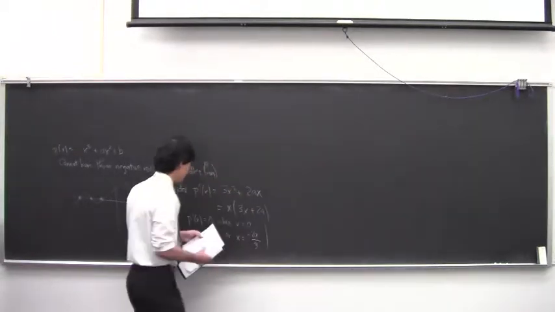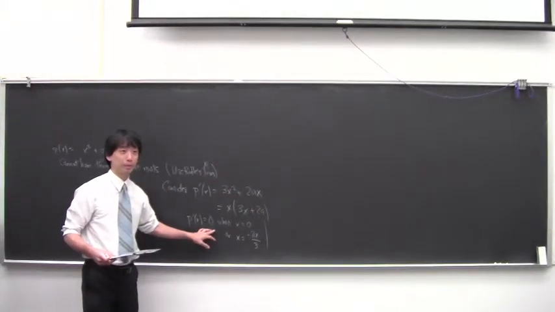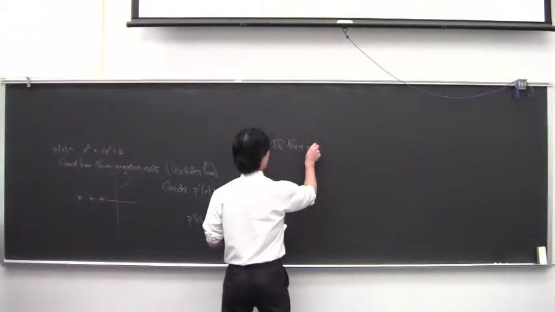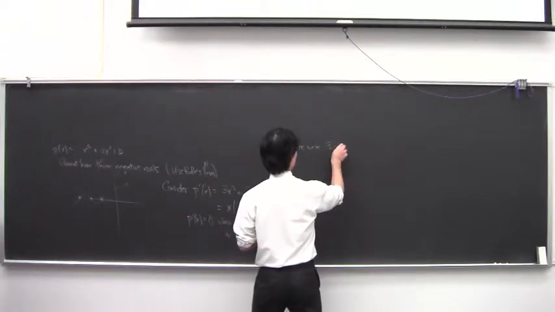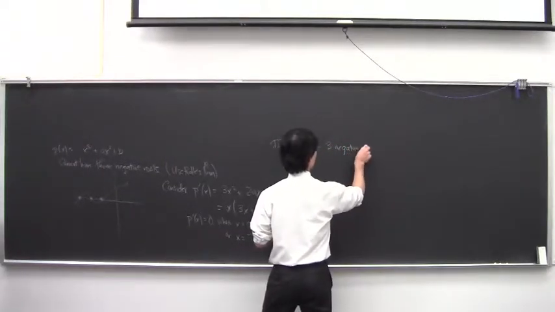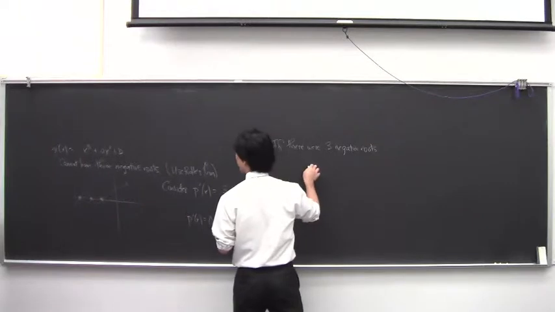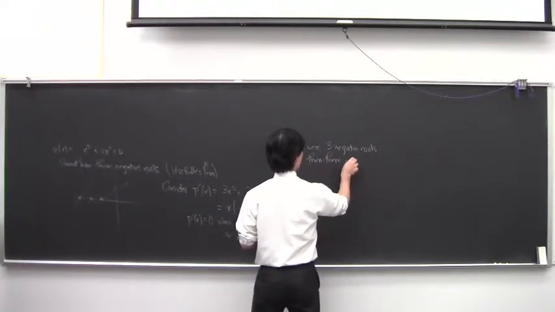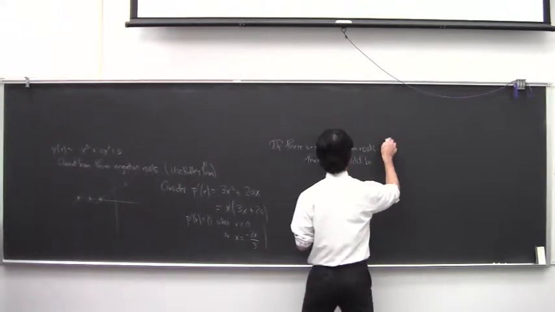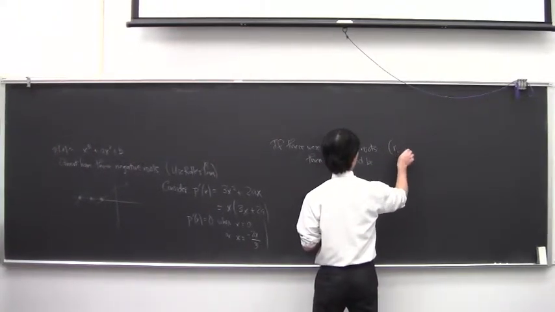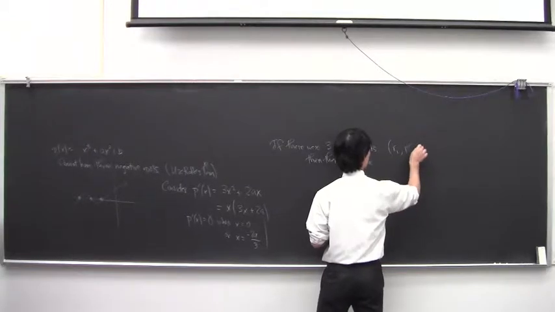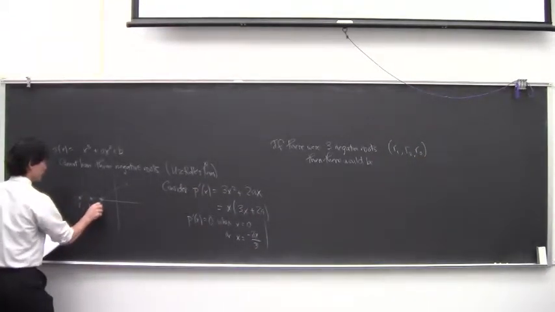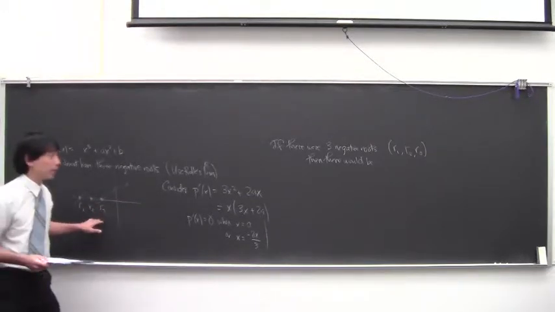There are only two places where p prime is 0. Okay. If there were 3 negative roots, let's call these 3 negative roots R1, R2, and R3, just to put some names on them. There's 3 places where you cross the line.